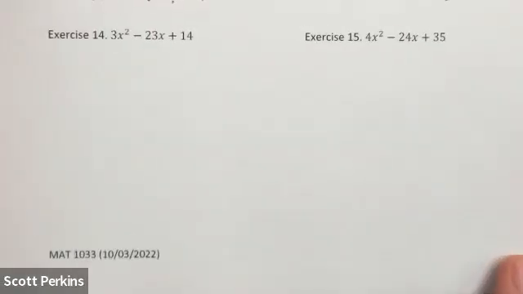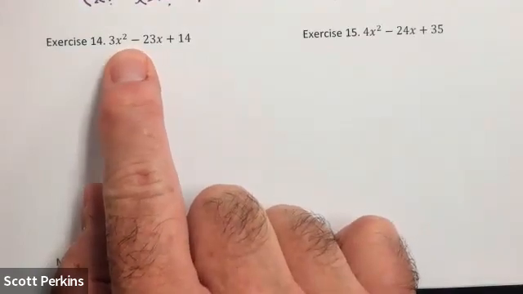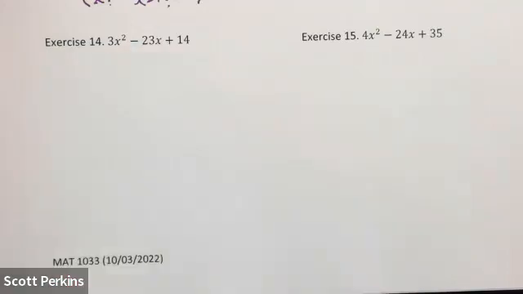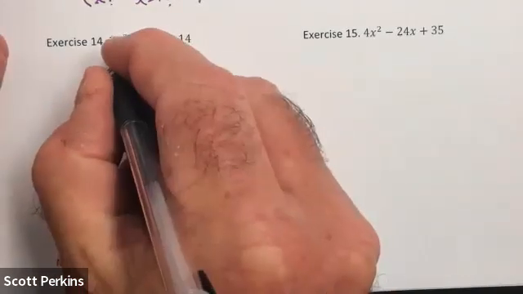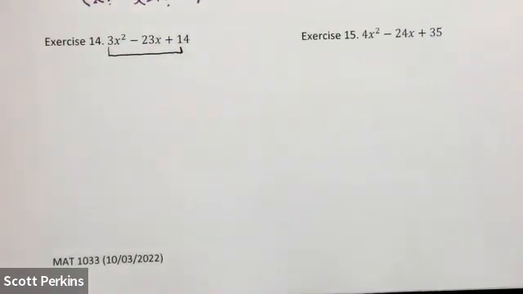Okay, so next one, exercise 14. Now I will give you a little hint. Notice that they add up to a negative 23. So your factors are going to both be negative this time. So again, what you're going to start off with is multiply the 3 times the 14. I promise you this factors. If you need to use the calculator on your phone, play around with the factors. It will work.